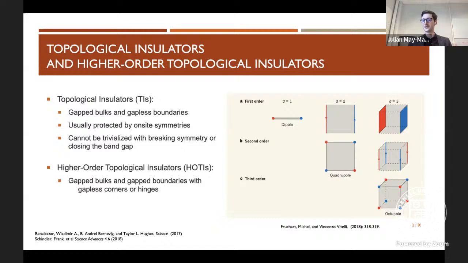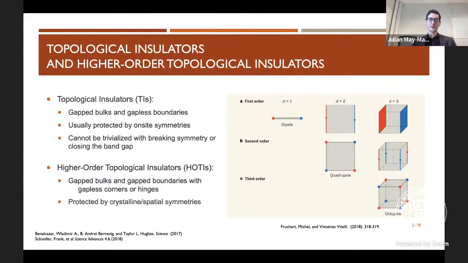So for example, here in 2 dimensions, we can have a 2-dimensional insulator with a 1-dimensional gapped bulk, but 0-dimensional gapless corners. And in 3 dimensions, we have a 3-dimensional bulk, 2-dimensional gapped surfaces, and either 1-dimensional gapless hinges, shown in the 2nd order row, or gapped hinges but gapless vertices, shown in the 3rd order row.